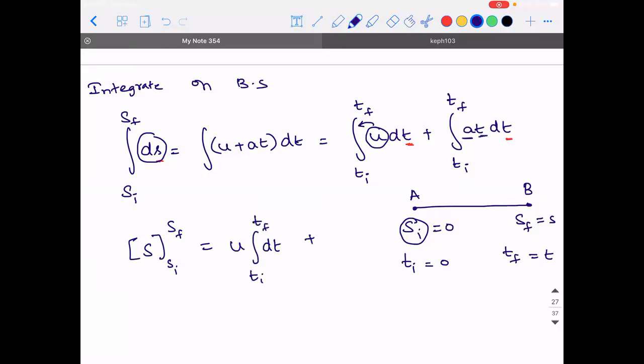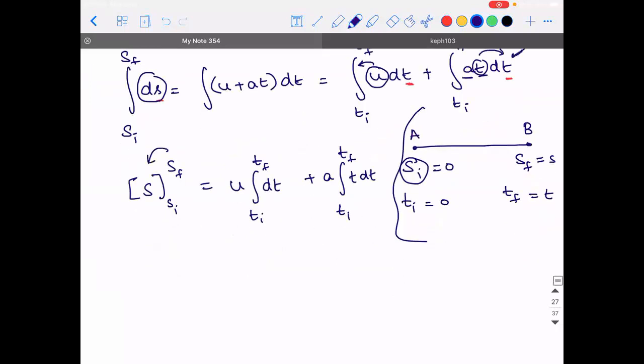Out of acceleration and time, will acceleration come out, time come out, or both will come out? Acceleration is constant. Only acceleration alone will come out because here the function is time and you cannot take time outside. So time is a dependent quantity here. Time is dependent in terms of mathematics, yes. Plus a into integral of t dt from where to where? T initial to t final.